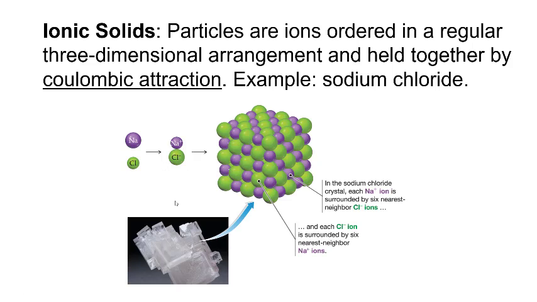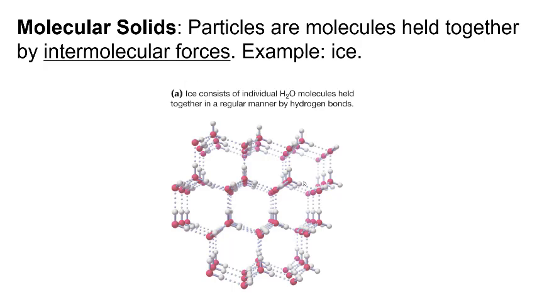Ionic solids, we should be very familiar with these crystal lattices, where the particles are ions that are ordered in a regular three-dimensional arrangement and held together by Coulombic attraction. For example, we have sodium chloride. We know this crystal lattice for the ionic compound is held together by that Q1 times Q2 over d squared Coulomb's equation. So ionic solids are held together by Coulombic attraction.